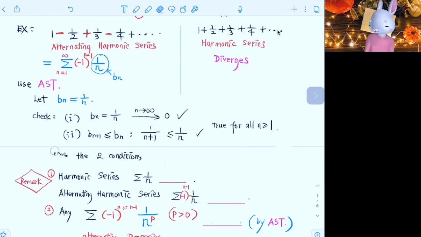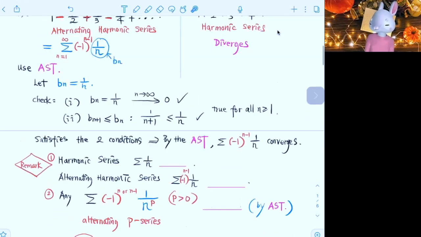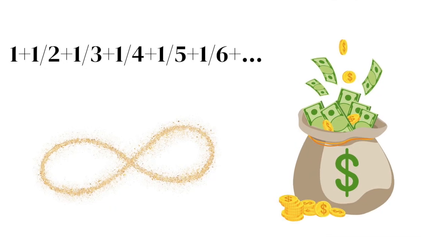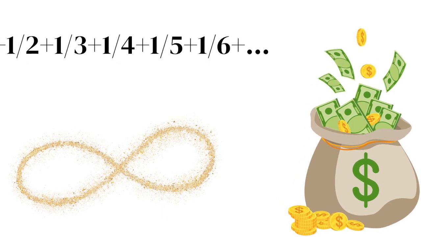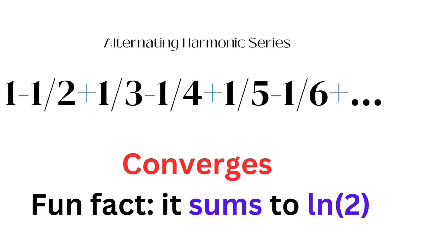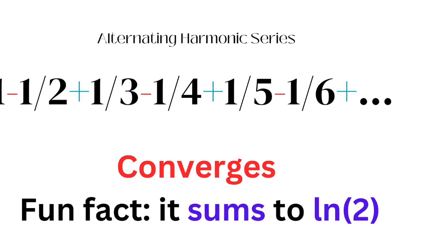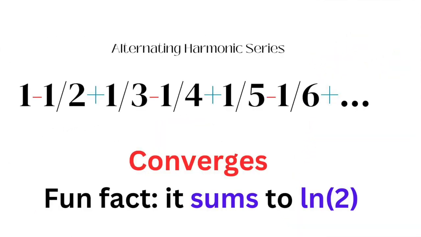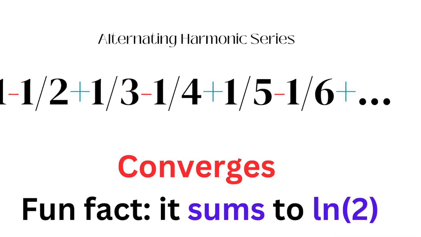So we say that the series converges because it satisfies the two conditions. By the alternating series test, the series converges. Okay, good job. Now, what have we learned from this? Notice that the harmonic series diverges, right? It actually diverges to infinity. However, if you make the terms alternate, the alternating harmonic series actually converges. We just proved it using the alternating series test. So pay attention: the harmonic series diverges, and the alternating harmonic series converges by the alternating series test.